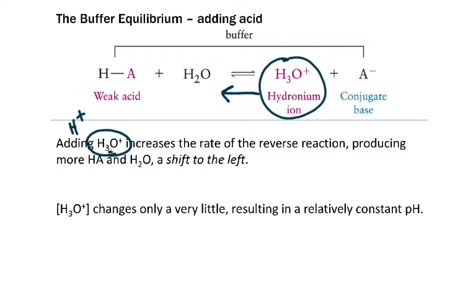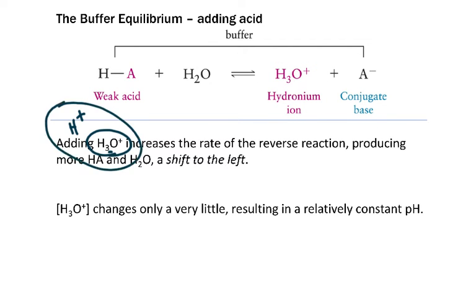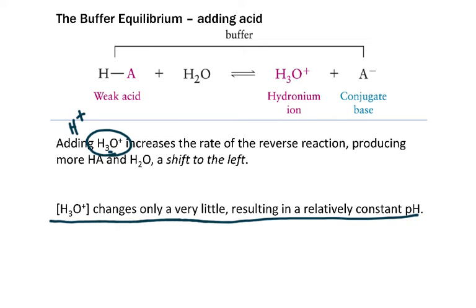Equilibrium shifts this way, producing more HA and H2O. So that causes a shift to the left, right? Consuming most of the H plus that you just added. Therefore, H3O plus only changes very little.